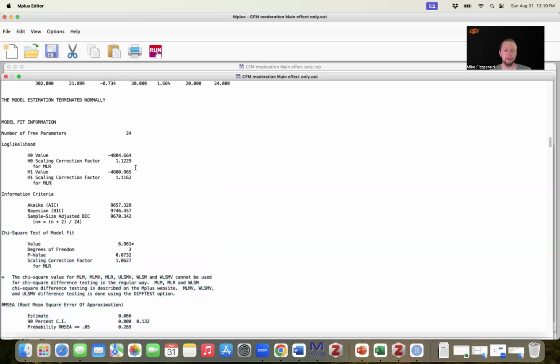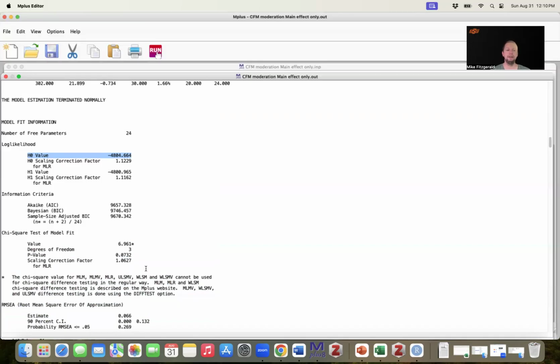So one other thing that we'll want to take note of here is this H null value, or H naught value. So this is going to be our -2 log likelihood. This is a fit index, much like the CFI and the TLI.